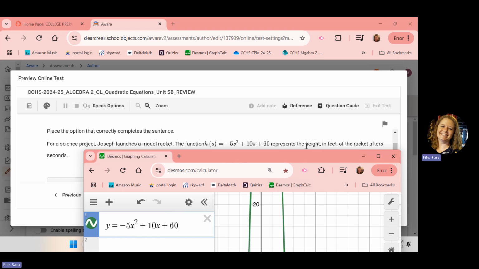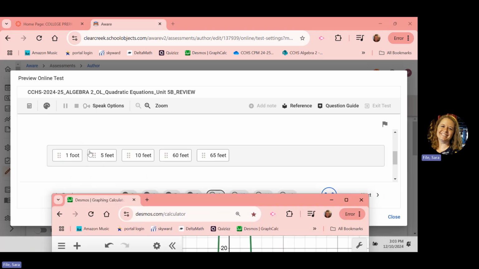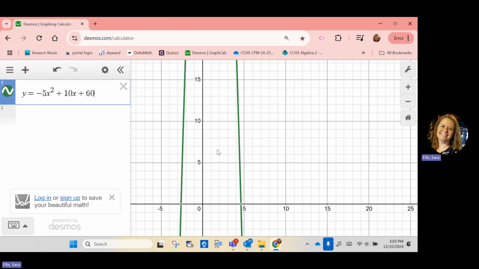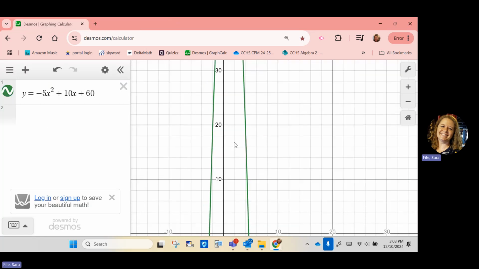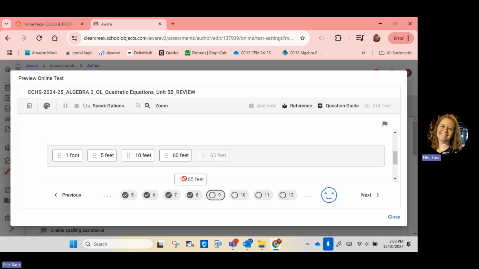So I've got my parabola representing the path of this rocket, where we've got the height in feet for the y and the time in seconds as the x-axis. And then these are our choices that we're going to drag and drop into the blank. And the blank here is the maximum height that the rocket will reach. You're looking for the maximum, the vertex of this parabola up here. That happens at 65, because remember the y is the feet, so 65 feet. So that one we should just drag.